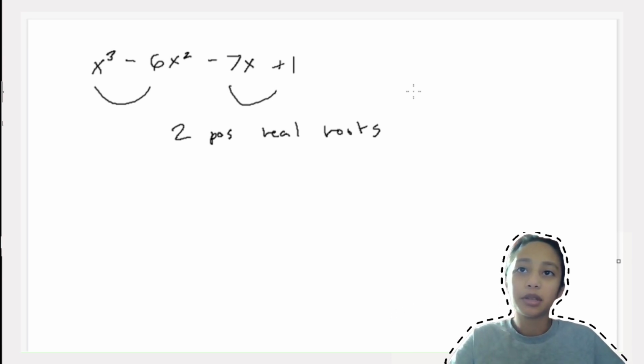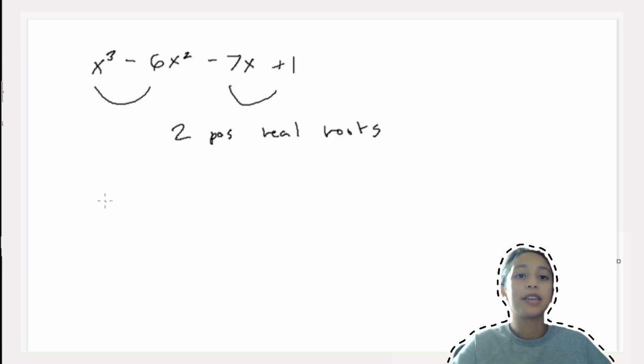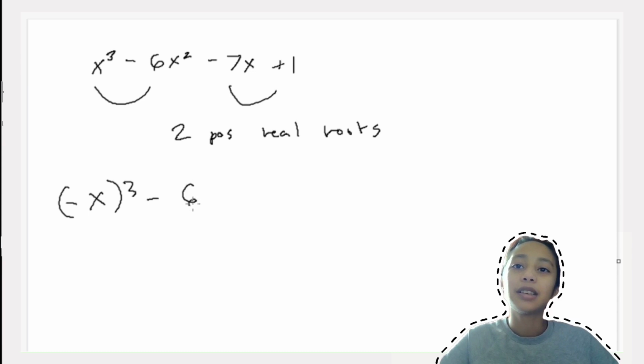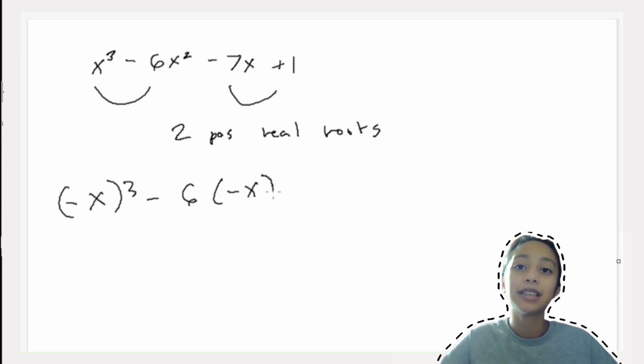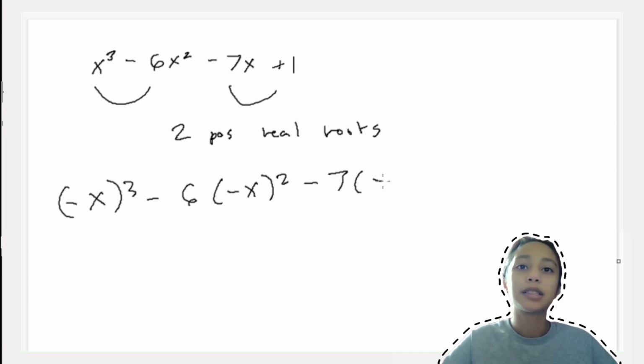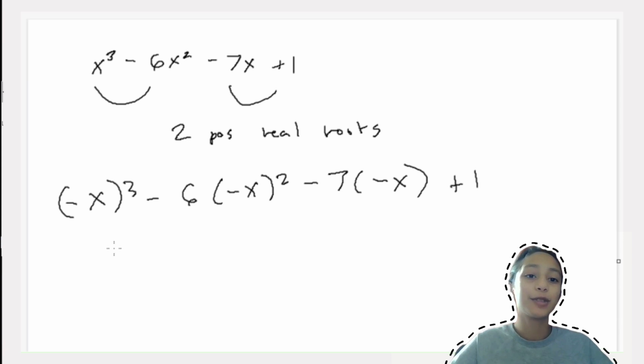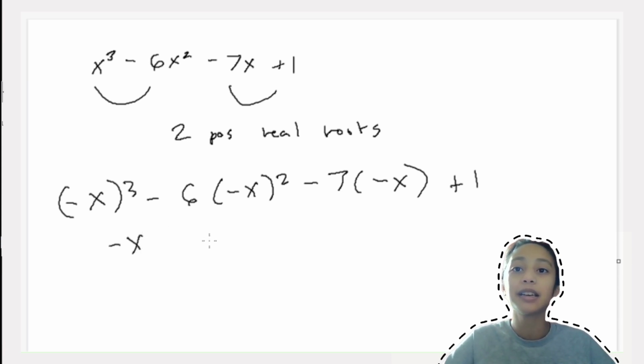So here's what we're going to do. We're going to convert every variable into a negative one. So negative x cubed minus 6x squared minus 7x plus 1. Okay, so negative x multiplied into itself 3 times is obviously negative x cubed.